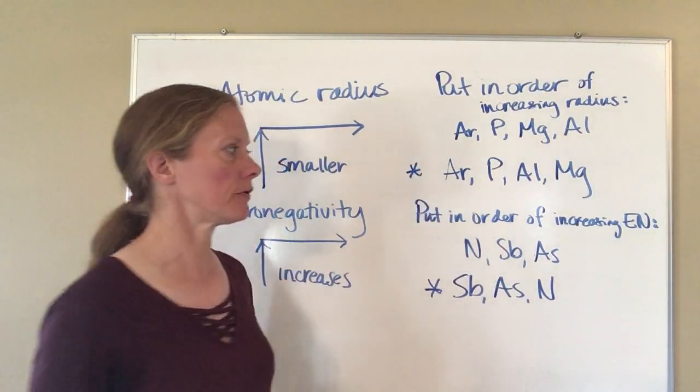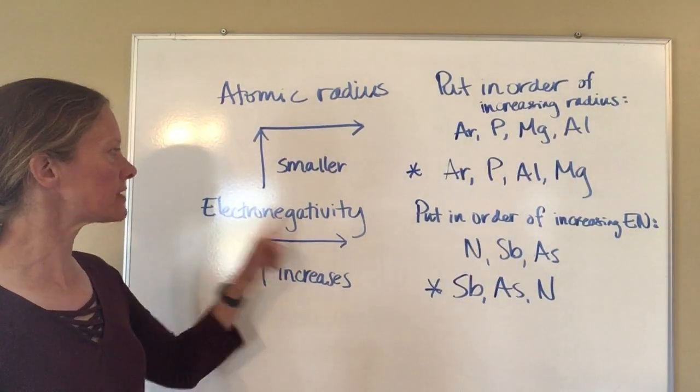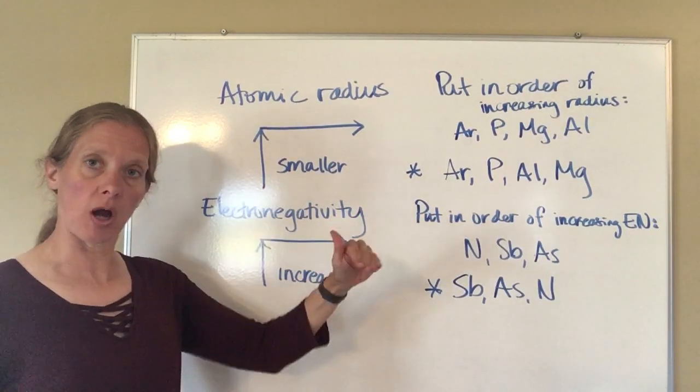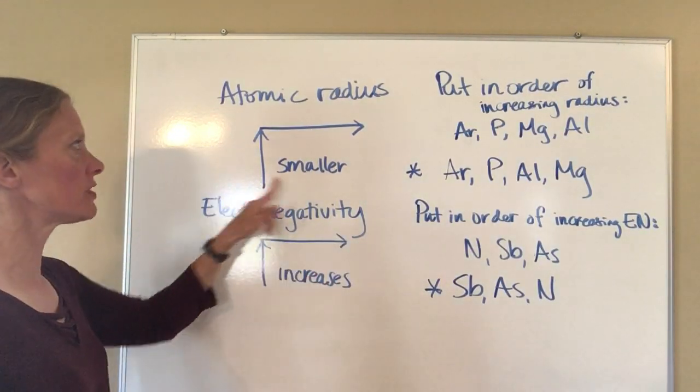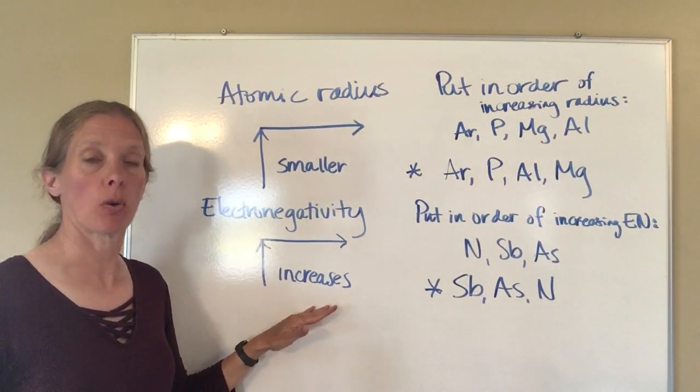These here are in order of increasing radius. So even though I've drawn these arrows in the same direction because I think thinking going up and across will help you to remember them, remember that this makes radius go down, but it makes electronegativity go up.